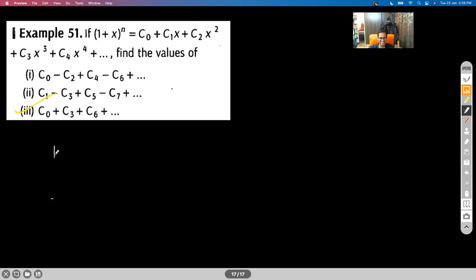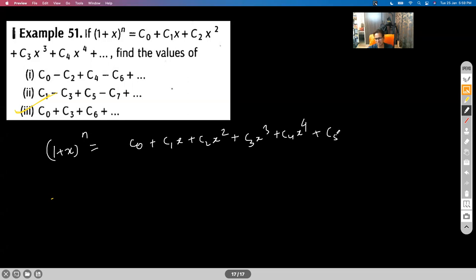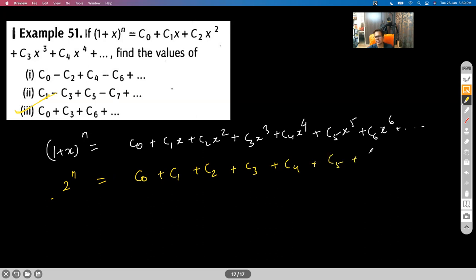See here, again, let's start with our given series. So this is C0, C1x, C2x square, C3x cube. Let me write it till a few more terms: C5x to the power 5, C6x to the power 6. Now, putting x as 1, we already know the result. That is C0 + C1 + C2 + C3 + C4 + C5 + C6 till Cn is going to be 2 to the power n. So this is when you put x as 1.